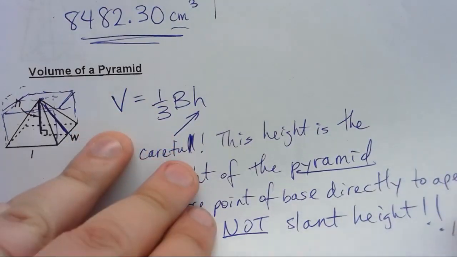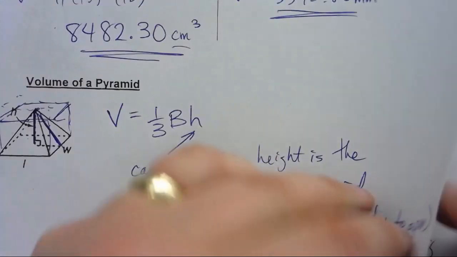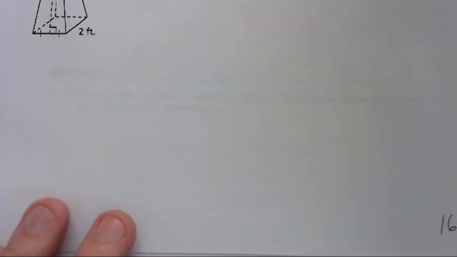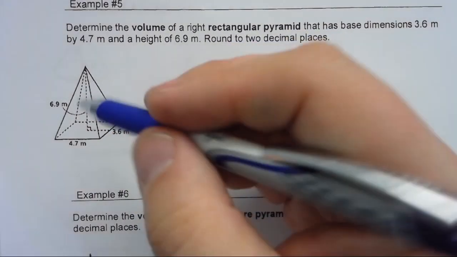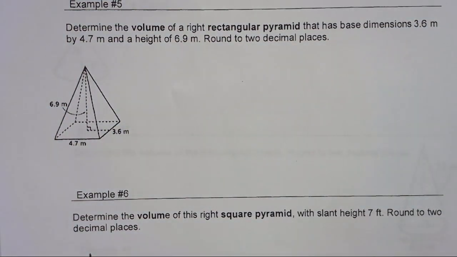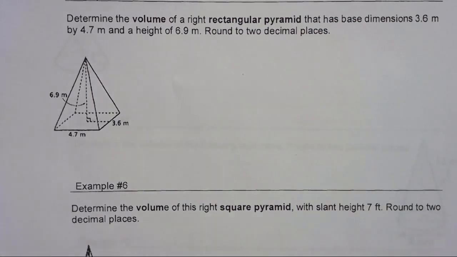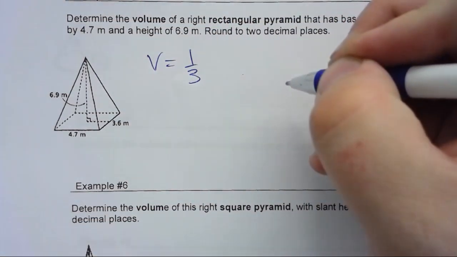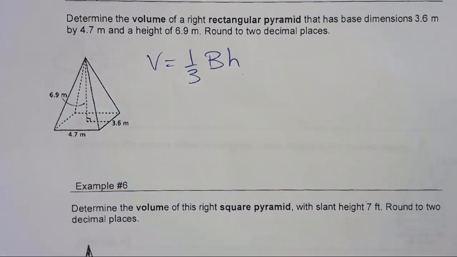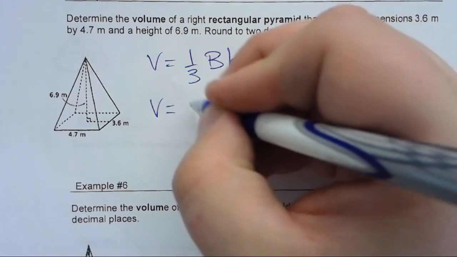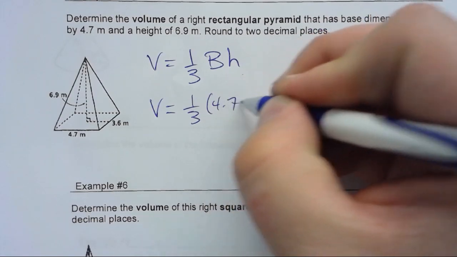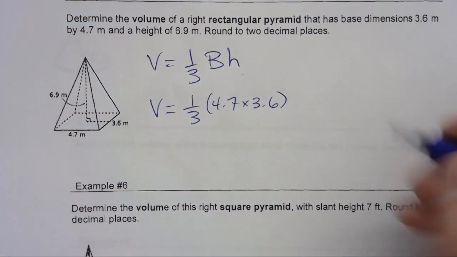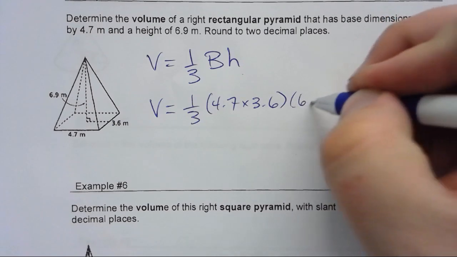Let's try an example. Maybe that'll make it easier to understand. Determine the volume of a right rectangular pyramid. And again, I have to say right rectangular so you know that this apex is directly above the center of the base. So the volume is 1/3 of the area of the base times how tall it is. The area of the base is a rectangle, so that's 4.7 times 3.6. And the height is 6.9 meters.